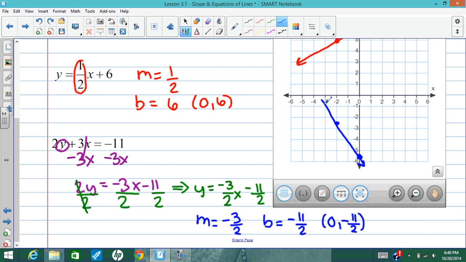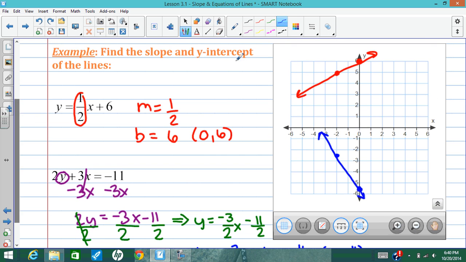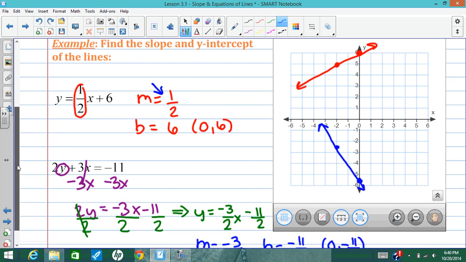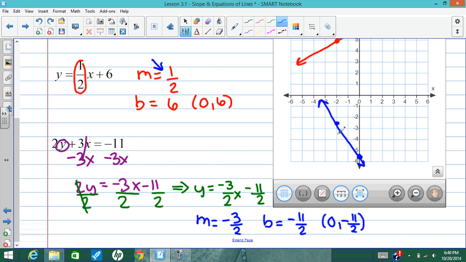And there's my line. It's a little sloppily drawn. You should use a straight edge. And remember, if my line goes up to the right, it should have a positive slope, which it does, positive 1/2. If it goes down to the right, it has a negative slope, which this one does, negative 3 over 2.